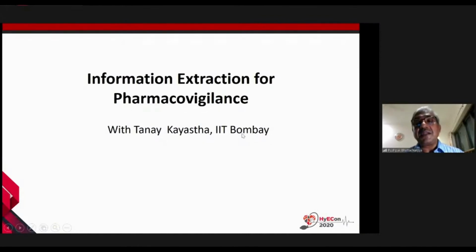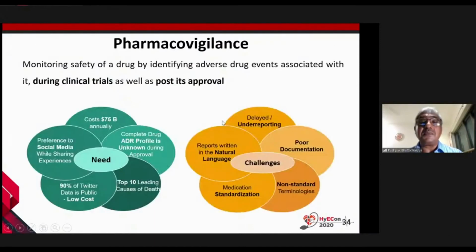A master student of mine worked on this. This is the information extraction for pharmacovigilance problem. Pharmacovigilance is concerned with monitoring the safety of a drug by identifying adverse drug events associated with it during clinical trials as well as post its approval.